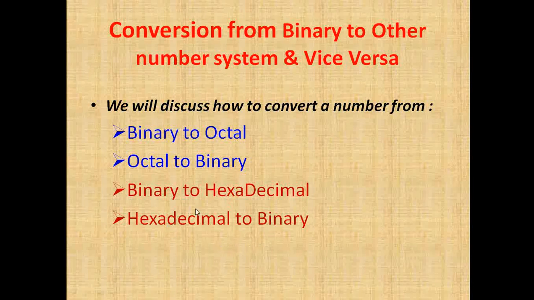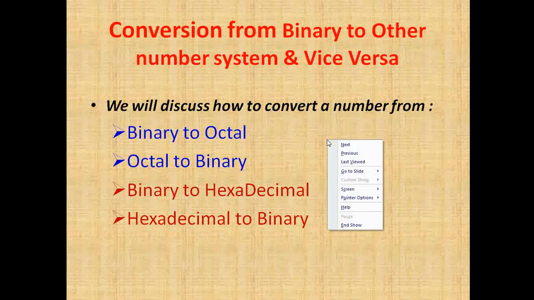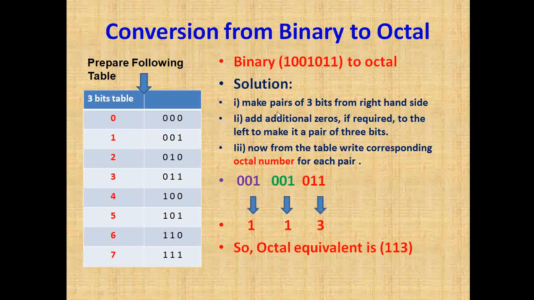You can see in all these conversions there is one common thing, that either we are converting to binary or from binary, right? The conversion is either from binary or to binary. So let us see how we can perform these conversions. First we will discuss the conversion from a binary to octal number. Let us have a binary number, say 1001011, and we are supposed to convert this into octal number system.